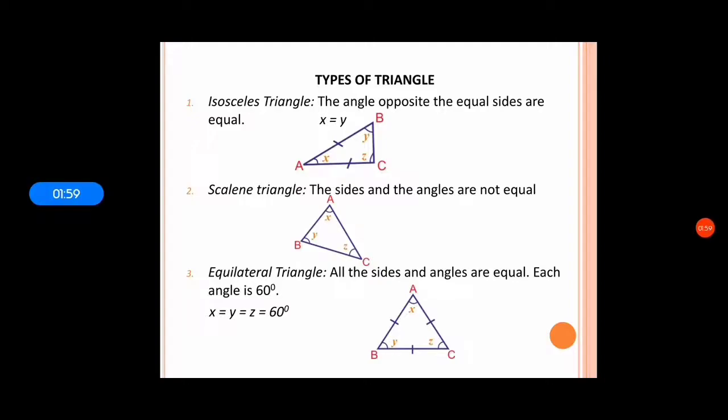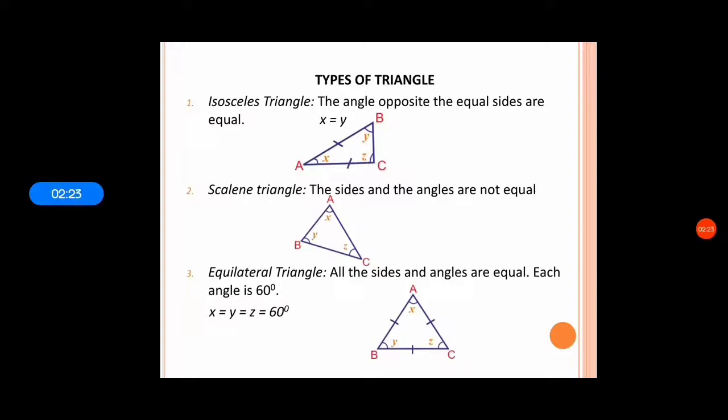Then the third one we'll talk about is equilateral triangle. In equilateral triangle, all the sides and all the angles are equal. Each angle of an equilateral triangle is 60 degrees. So you can see from here that x equals y equals z equals 60 degrees.